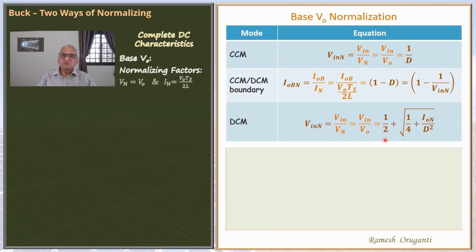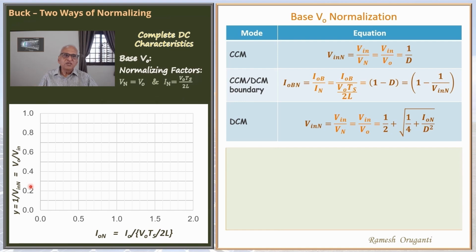And that V0 by Vin is 1 over VinN. VinN is Vin by V0. So V0 by Vin is 1 over VinN. So we will plot 1 over VinN and I0N. I'm taking y equals 1 over VinN. So we will rewrite these equations in terms of 1 over VinN so as to facilitate the plots.